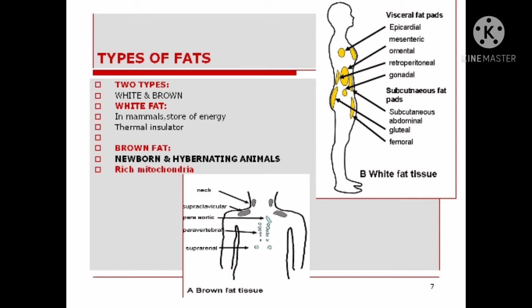On the right side, you can see the yellow spots in the human body. These are the visceral fat pads and the subcutaneous fat pads. The visceral fat pads are present around the visceral organs, and the subcutaneous fat pads are beneath the skin. In the lower diagram, you can see the brown fat present in the human body in the para-aortic, paravertebral, and perinephric areas and in the neck.